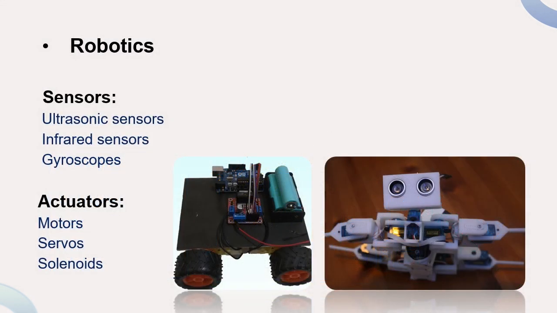Arduino is widely used in robotics projects for controlling the movement, sensors, and behaviors of robots. They can connect sensors such as ultrasonic sensors, infrared sensors, or gyroscopes to collect data about the environment. This data can then be processed using the Arduino's programming language and algorithms to make decisions and control the robot's behavior. Arduino boards can also interface with various actuators such as motors, servos, or solenoids to control the physical movements of the robot.